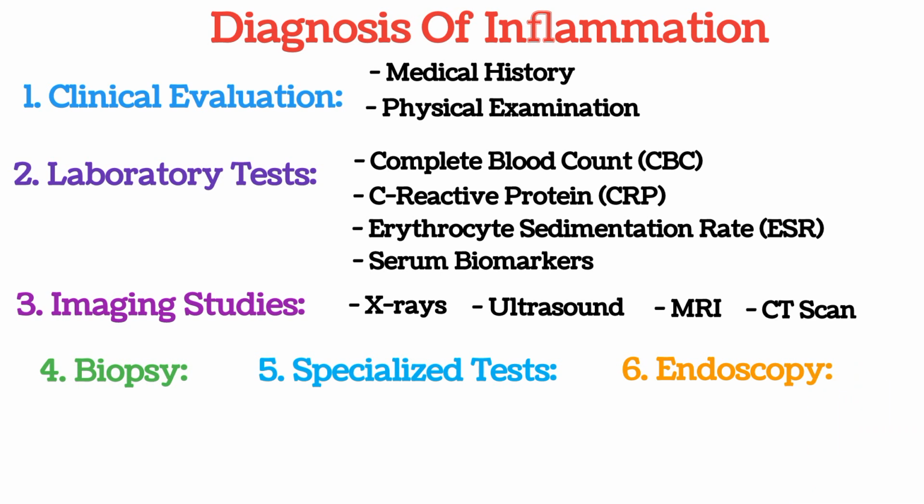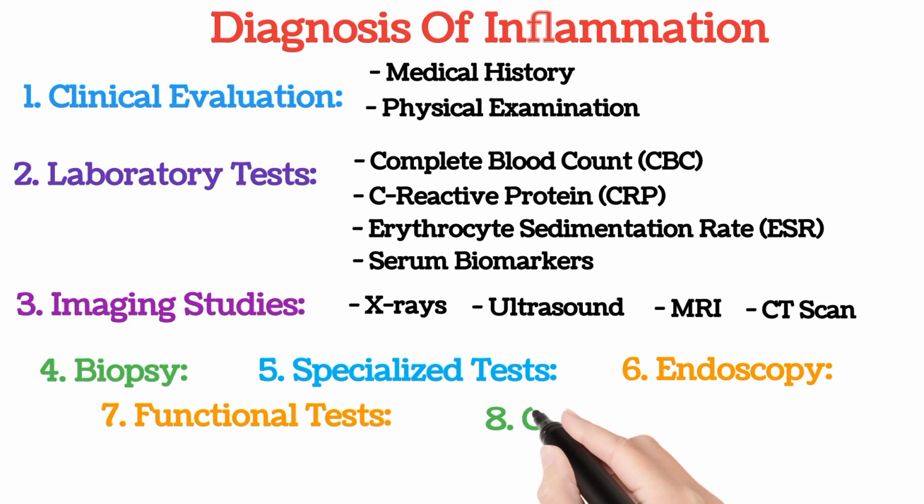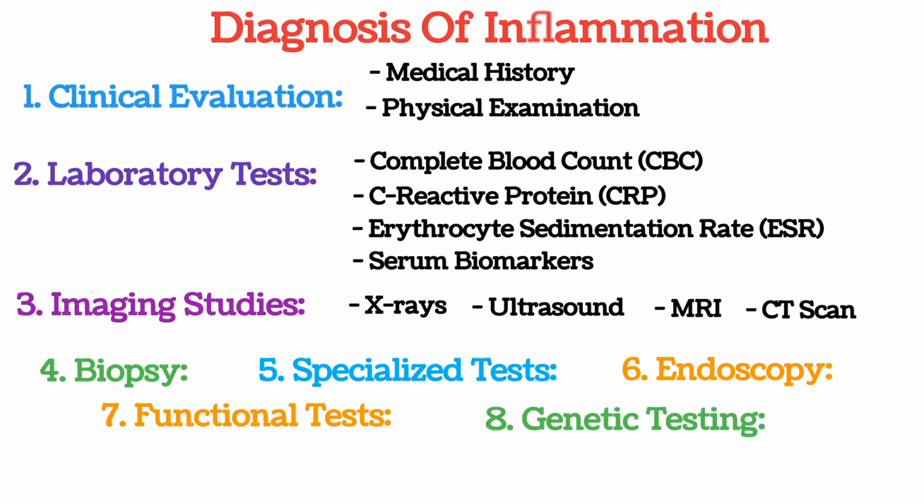6. Endoscopy. In cases of inflammation in the gastrointestinal tract or other internal organs, endoscopic procedures may be performed to visualize and obtain tissue samples. 7. Functional tests. Assessing specific functions related to the suspected inflammatory condition. For example, lung function tests for respiratory inflammation or joint function assessments.